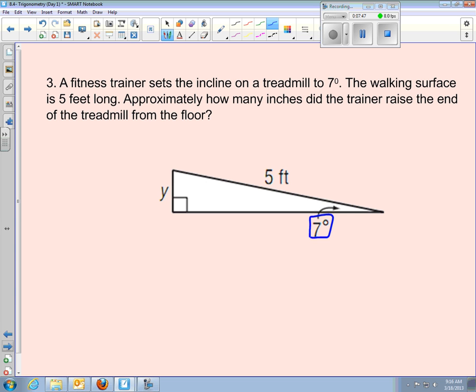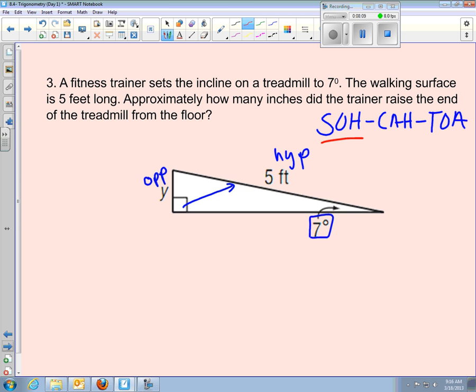So if we look here, here's our angle. What do we have in reference to our angle? Well, we have the one that's straight across, so this one's our opposite. We have the one that's across from the 90-degree angle, so hypotenuse. So think about SOHCAHTOA. Which one uses our opposite and our hypotenuse? Yeah, that one's going to be our sine.